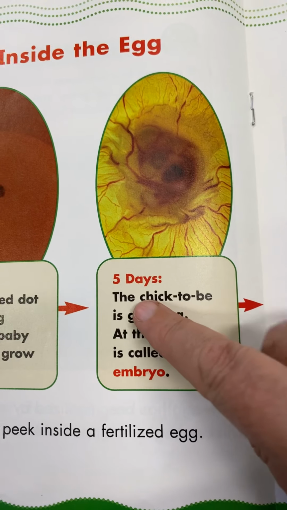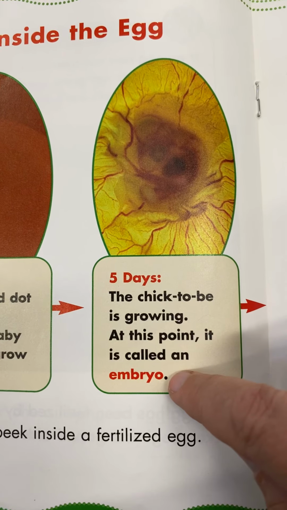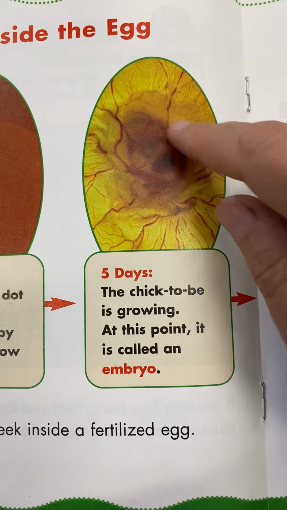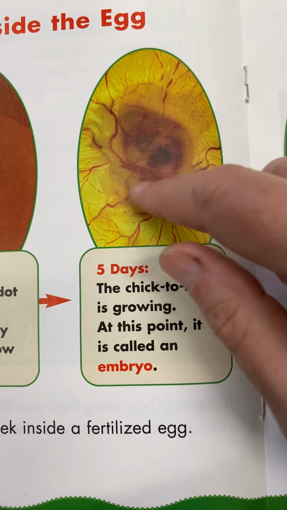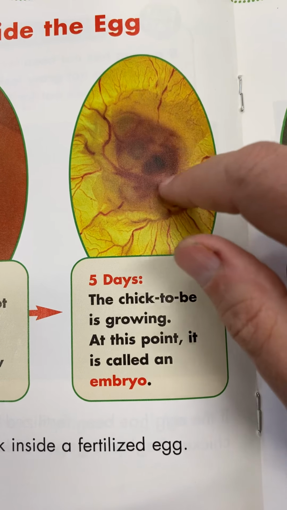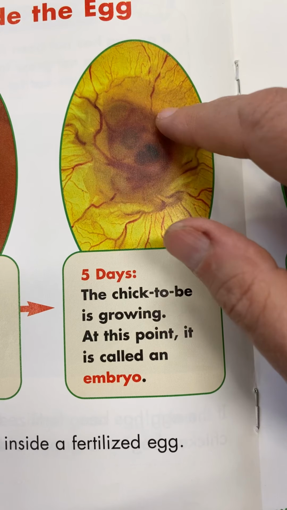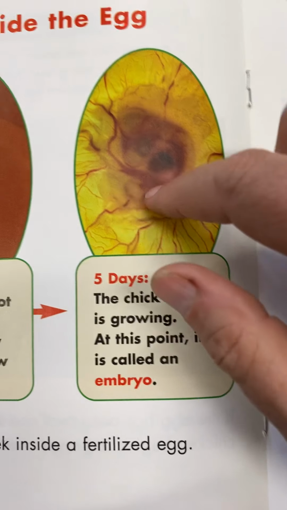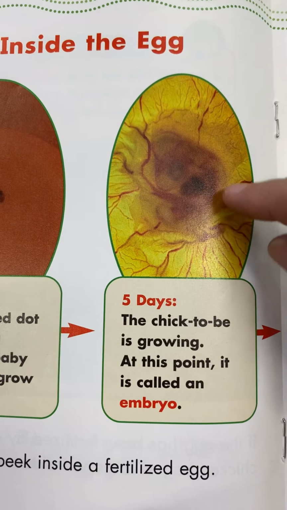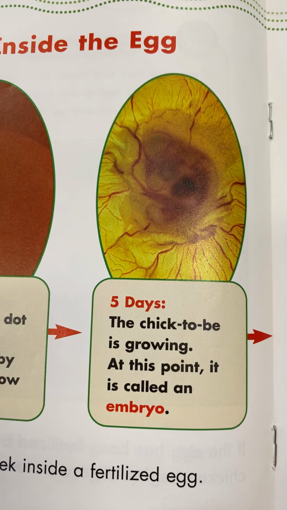After 5 days, the chick-to-be is growing. At this point, it is called an embryo. So about 5 days, it looks like this. It's a little bigger. You can start to see different kinds of shapes. We have a head, and then the spine or the back here, and a tail, I think, there. And this dark part in the center is their heart.